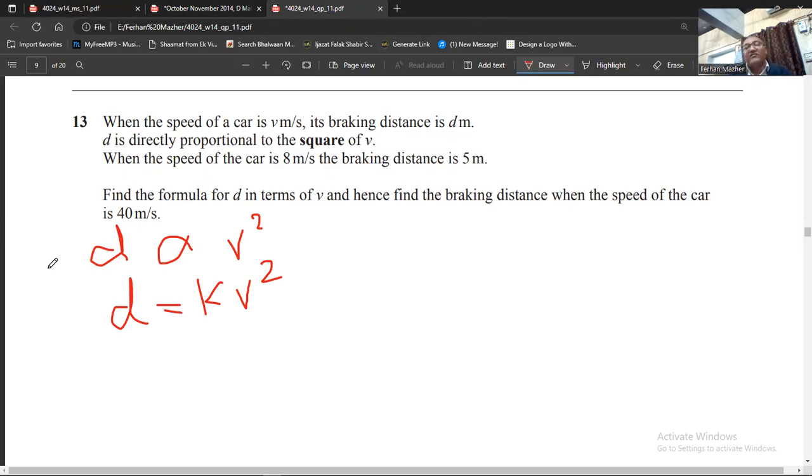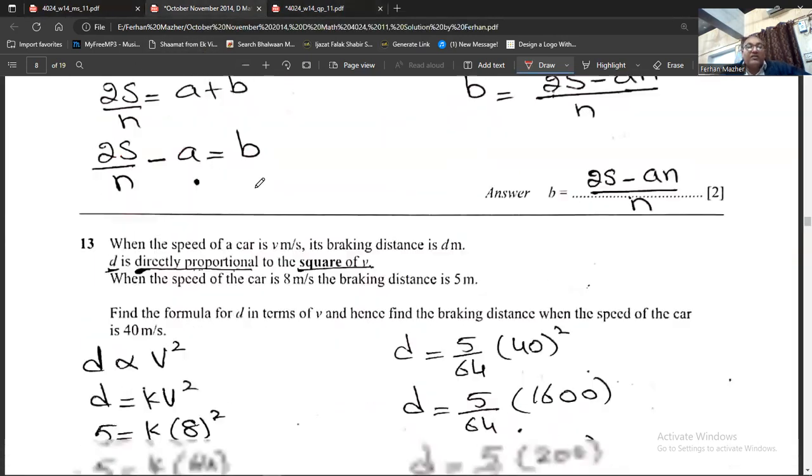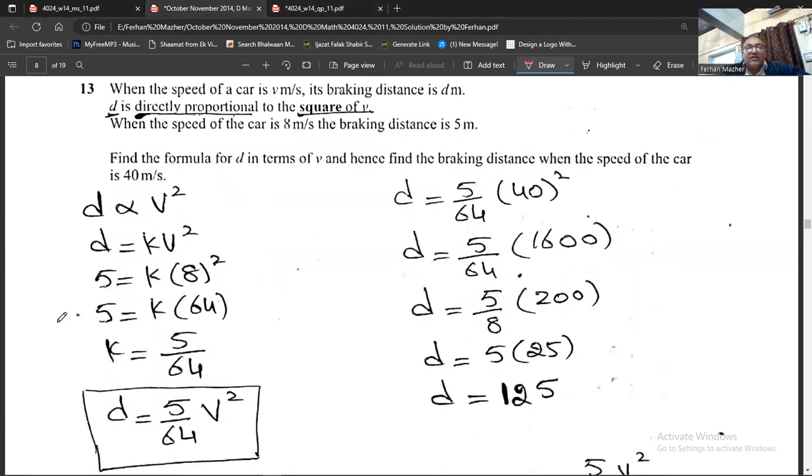So by putting these values of the speed and the braking distance, we can find the value of k. Find the formula for D in terms of v, and hence find the braking distance when the speed of the car is 40. So D is proportional to v squared, D equals kv squared. I will put these two values: 5 equals k times 8 squared, so 5 equals 64k. So k will be equal to 5 divided by 64.